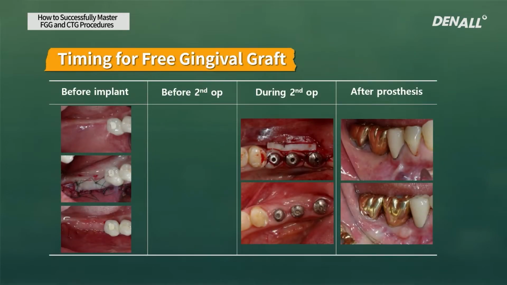We talked about advantages of free gingival graft. One of them is that it can be applied at any stage of implant surgery. If it is too narrow, the graft should be done in advance, or it can be done during surgery or after prosthesis, so you can apply it at any time.